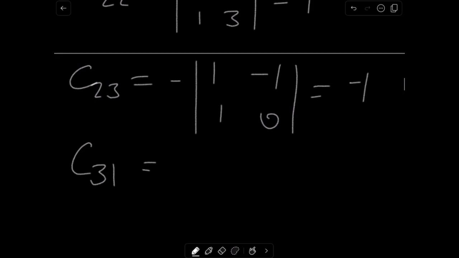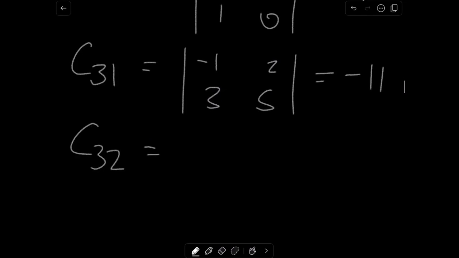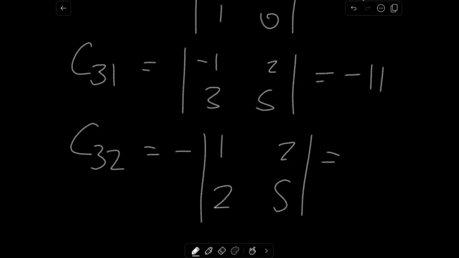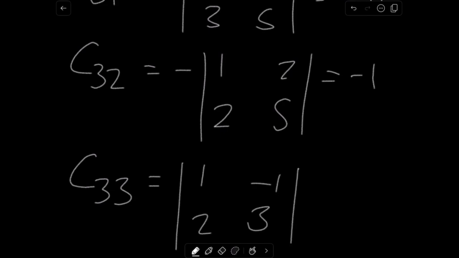Cofactor 3, 1, checkerboard is positive, and then we are going to have minus 1, 2, 3, and 5. That is going to be minus 11. Cofactor 3, 2, checkerboard is going to be negative, and then we are going to have 1, 2, 2, 5, and that is going to be minus 1. Cofactor 3, 3, so it is going to be positive in terms of the checkerboard matrix, and then we're going to have 1, minus 1, 2, 3 for the determinant of the resulting submatrix, and that's going to be 5. So there are all our cofactors.